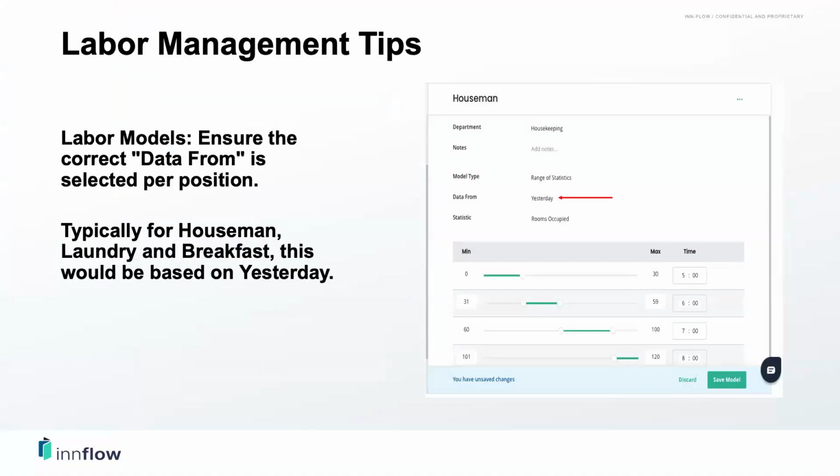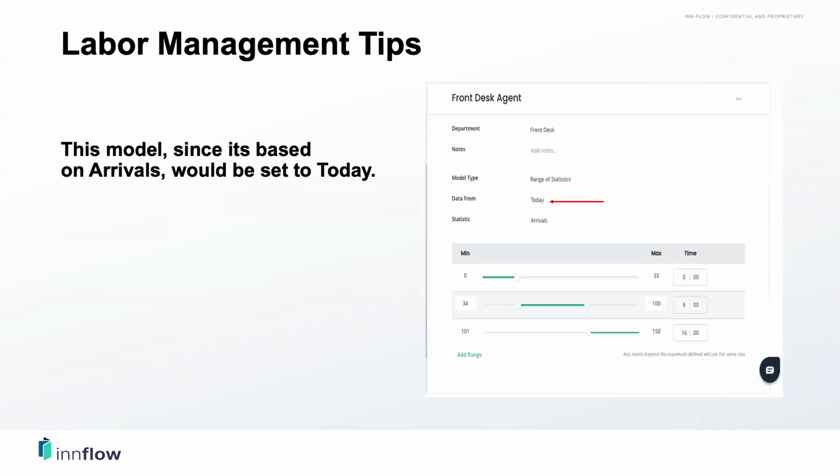A couple important tips that we've covered. Again, with the labor models, ensure that the correct data is selected per position. Typically for housemen, laundry, and breakfast, this would be based on yesterday. I see a lot of clients' pages with this set to today, but unfortunately it should really be yesterday because a lot of those pertain to last night's rooms occupied. So this will be the first place to start when you're reviewing your labor models. There will be other positions that are based off of today, like the arrivals example that we gave you.